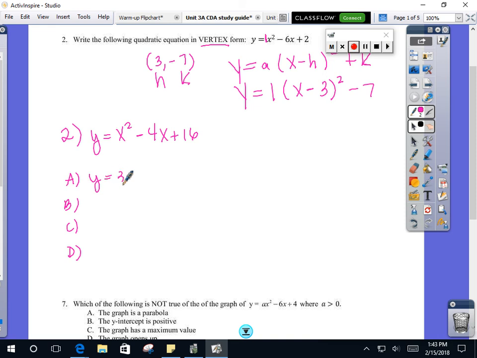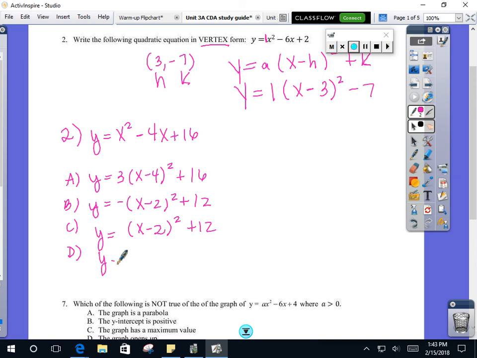Y equals 3, parenthesis x minus 4 squared plus 16. You don't have to write down the choices. Y equals negative, parenthesis x minus 2 squared plus 12. Just try it. Just watch me and try it in a second when I get the choices. Y equals x minus 2 squared plus 12. And y equals parenthesis x minus 4 squared plus 16.